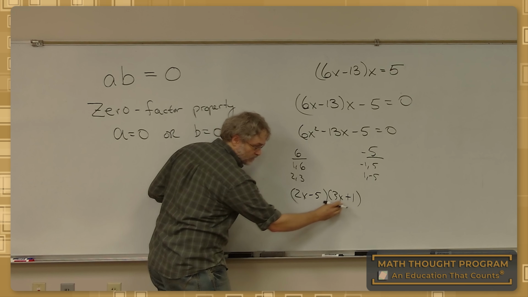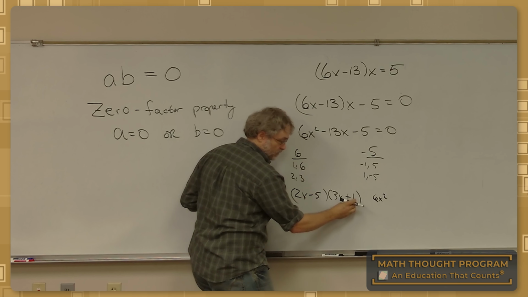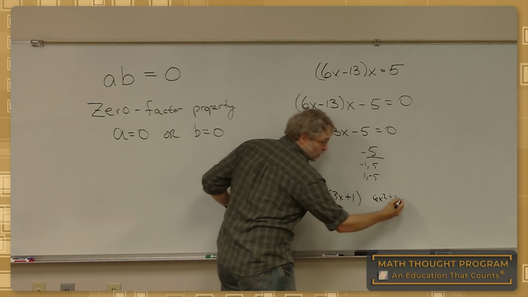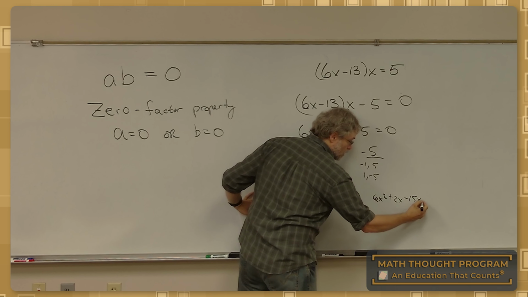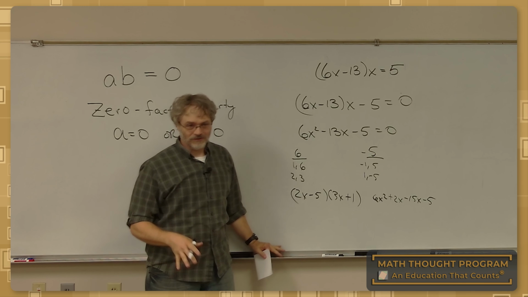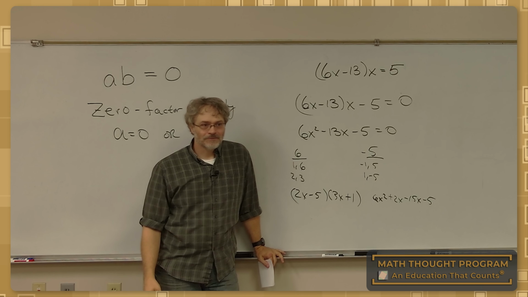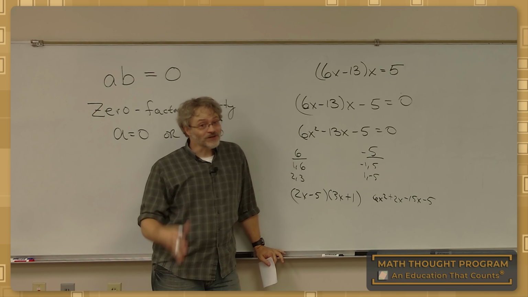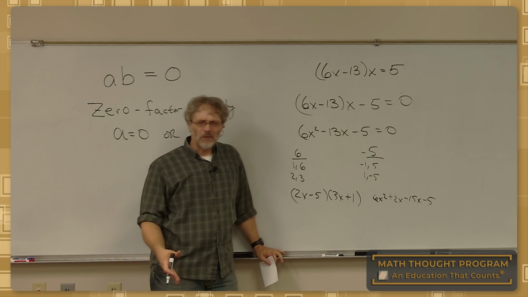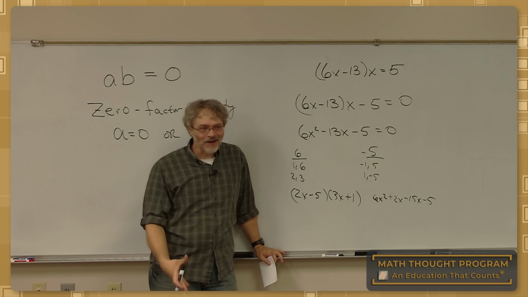So here I'll have 6x squared. Here I'll have 2x minus 15x, and then minus 5. Did I find what I was looking for? Absolutely. Since I found what I was looking for, I should keep looking? No, you're done. If you found what you're looking for, stop.